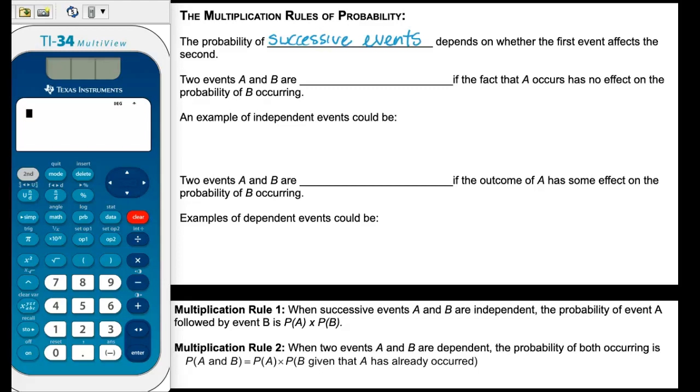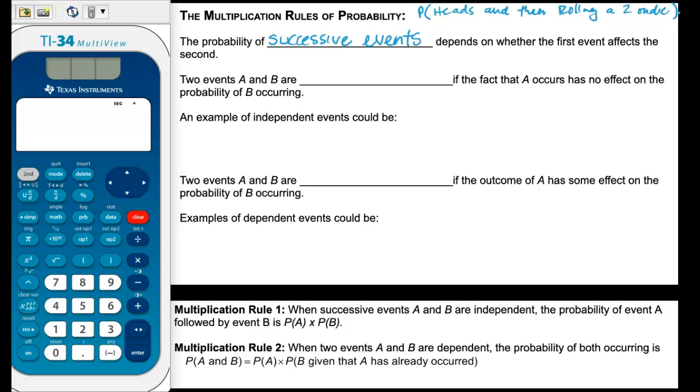In this video, we're going to talk about the multiplication rules of probability. These rules are used when you're asked probability questions that involve successive events. Successive events are just events that occur one after another. For example, if I asked you to find the probability of flipping a coin and landing on heads, and then rolling a die and rolling a 2 on a die, those would be considered successive events.